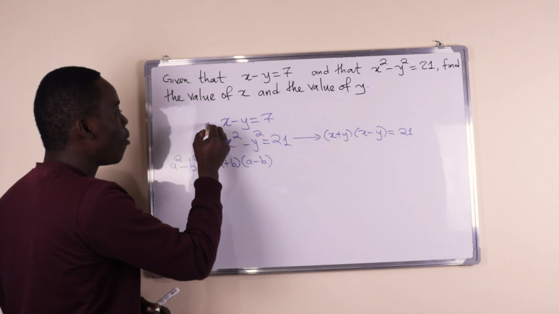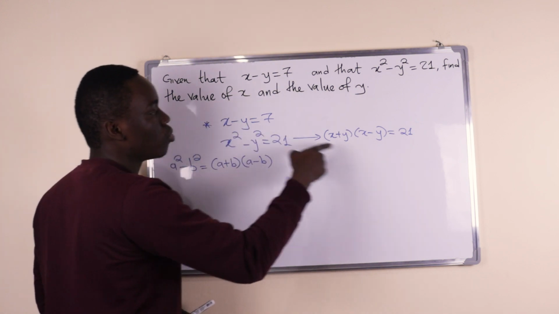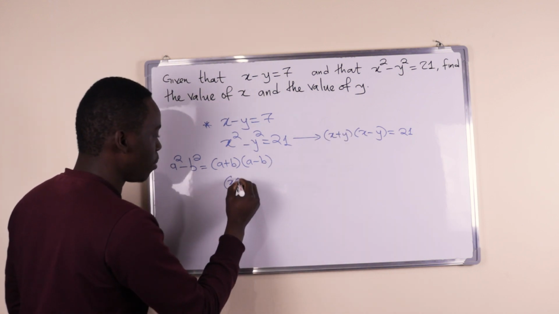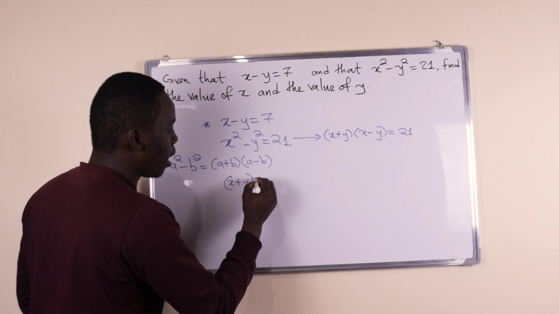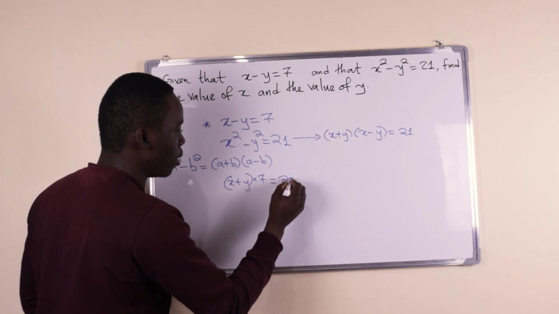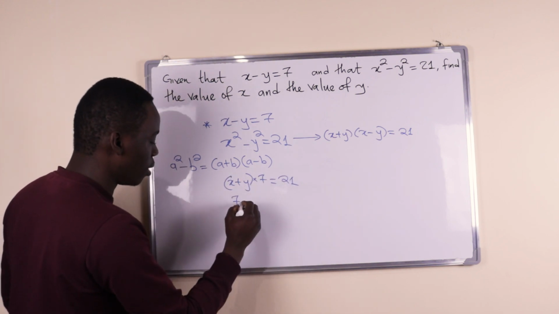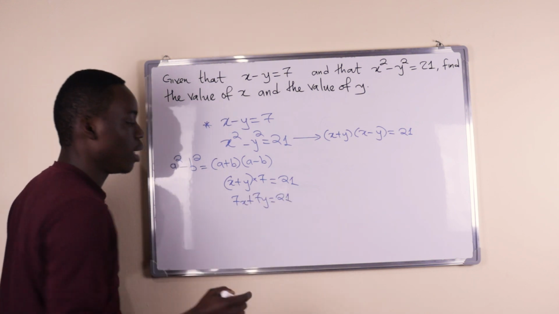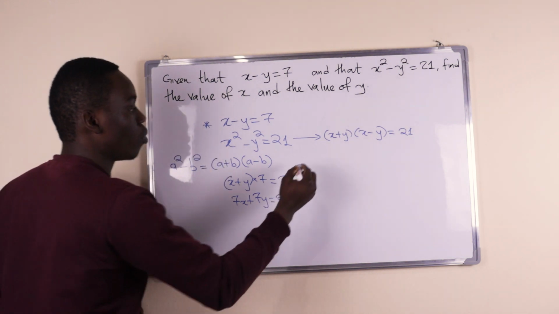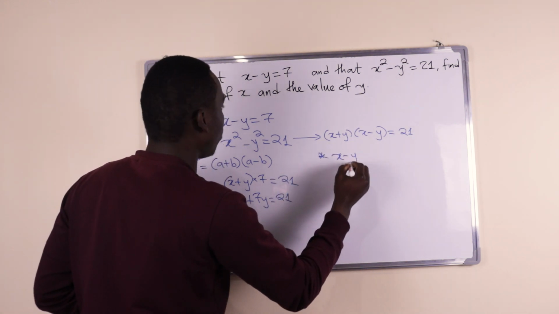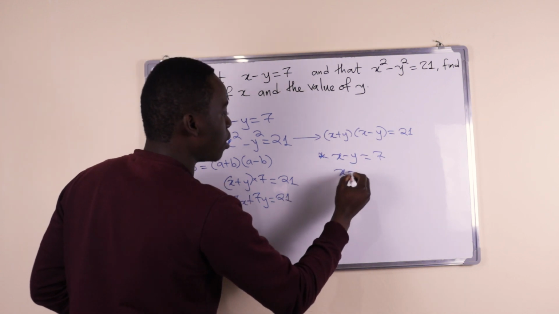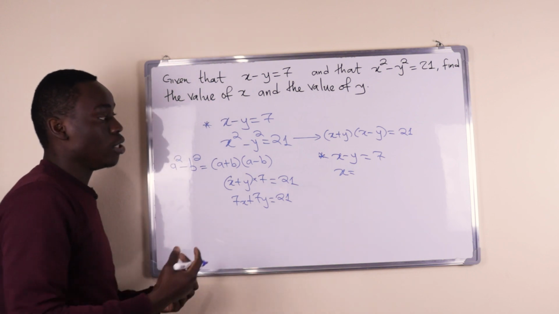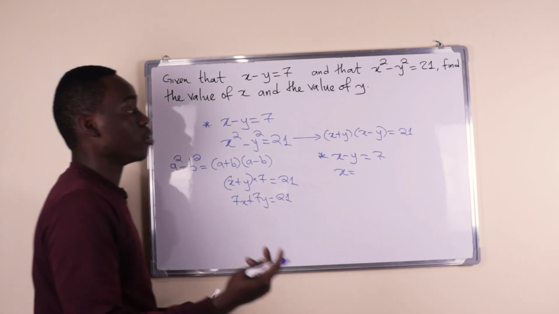Now, knowing that x minus y is equal to 7, that means we're going to replace it there. Hence, x plus y times 7 is equal to 21. And this will be 7x plus 7y is equal to 21. Now remember, we still have x minus y is equal to 7. Hence, we get back to the usual formula that we use when finding the value of x or y in a simultaneous equation.